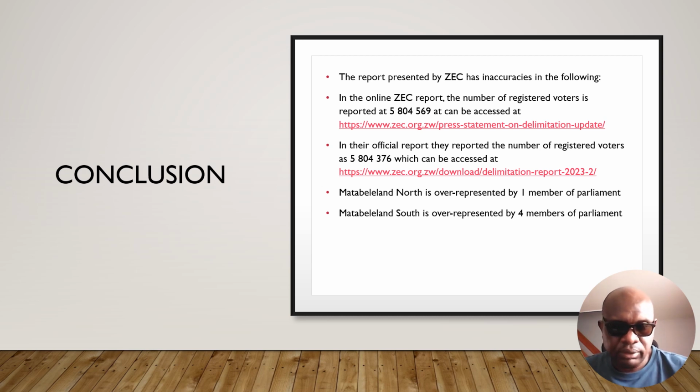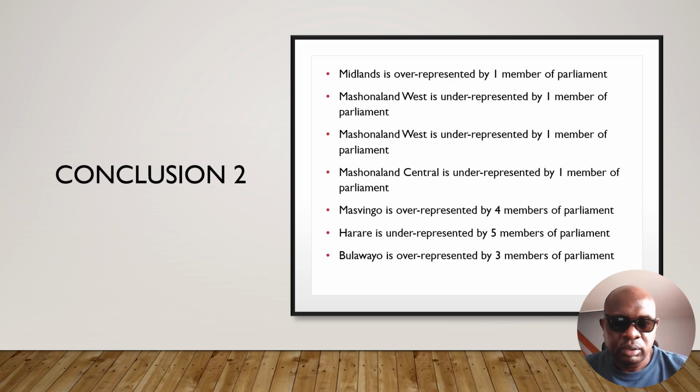Okay, now Mashonaland North is overrepresented by one member of parliament. Matabeleland North Province is overrepresented by one member of parliament. Matabeleland South is overrepresented by 4 members of parliament. Midlands is overrepresented by 1 member of parliament.